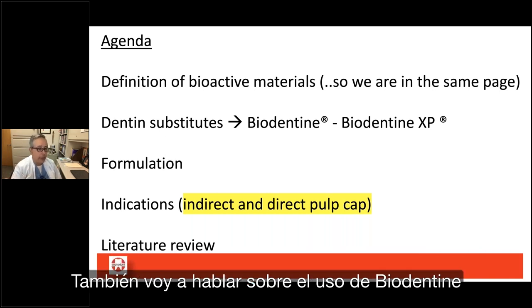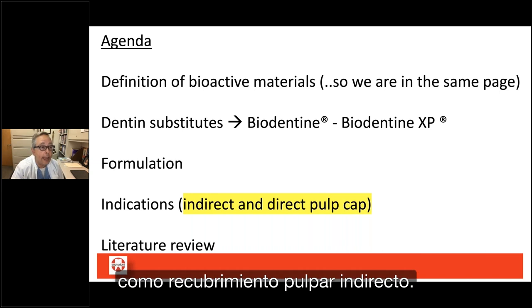Now, I will also touch on the use of Biodentine for direct pulp cap.